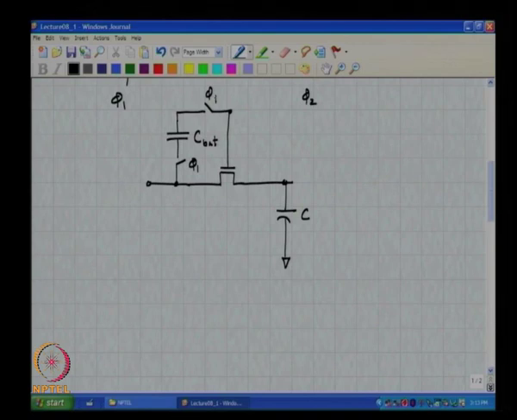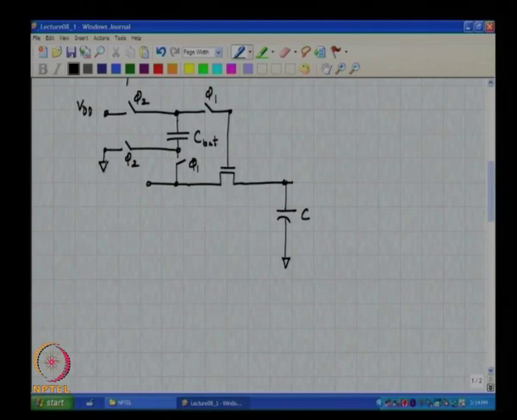During phi 2, what do we want to do? We want to connect C bat across a voltage source of value VDD, all right. And what do we do to the gate of the sampling switch during phi 2? Must be connected to ground.